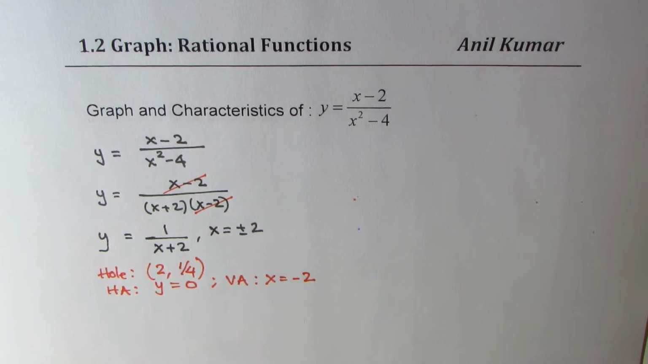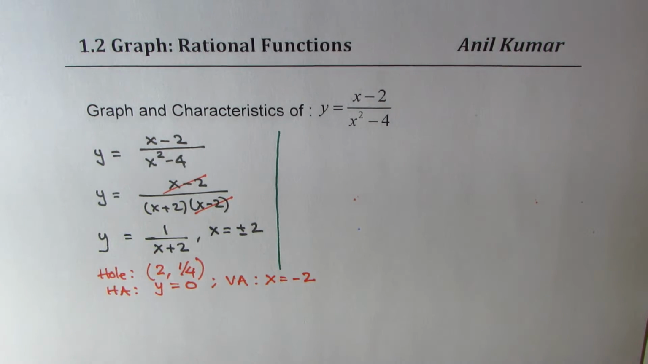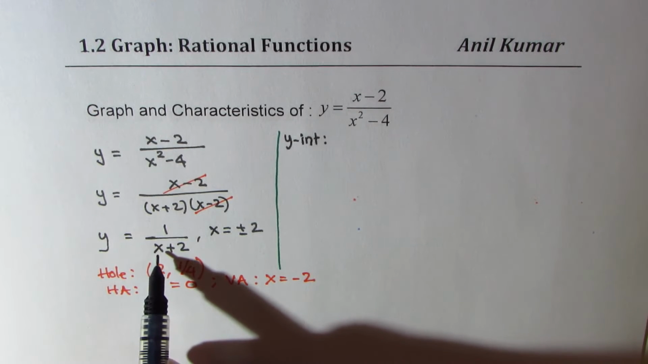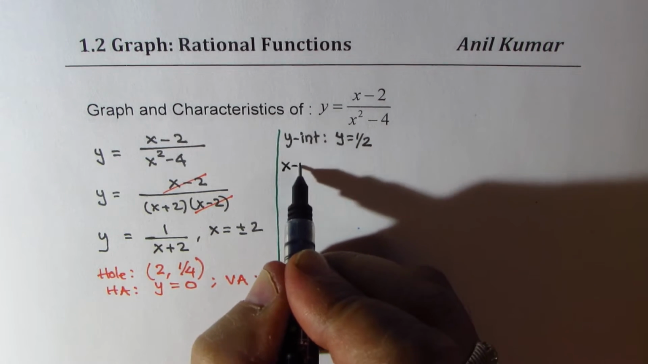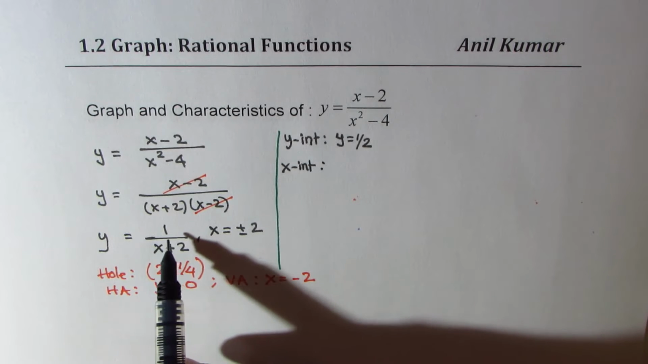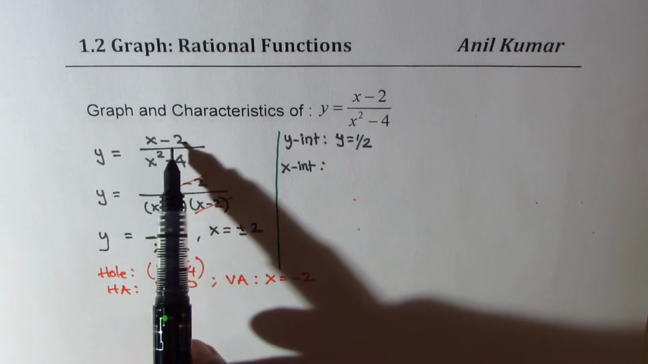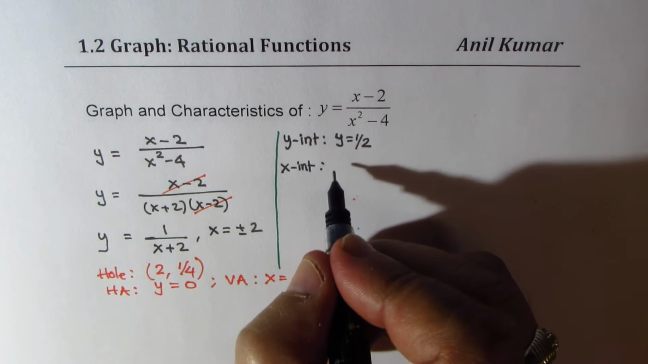You can also find x and y intercepts now, correct? So let me use the space which I have right here to write x and y intercepts. To get the y-intercept, we have to just write 0 for x and you get half, right? So y-intercept is at y equals half, and the x-intercept is when the numerator is 0. So what do you notice here? Do we have an x-intercept? The numerator can be 0 at x equals 2. However, x equals 2 is a restriction, correct? So we do not have any x-intercept, so none.